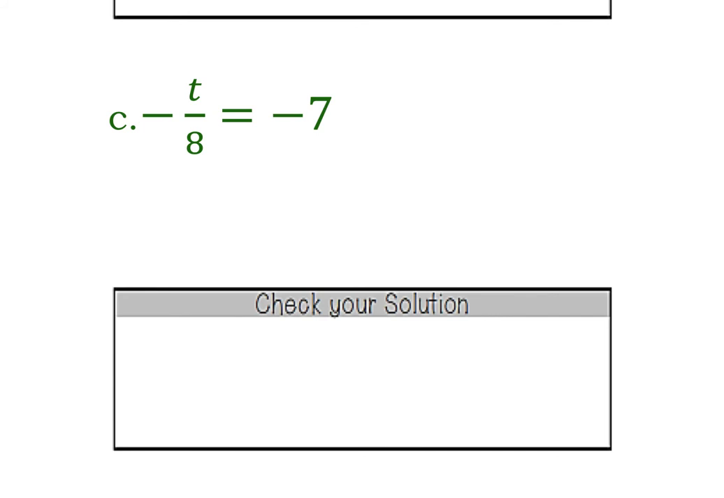I'm going to put negative t over 8. All I did was move the negative with the number on top. That's all I did. Okay? Equals negative 7. Now this is negative t divided by 8. What's the opposite of dividing? Multiplying. So we're going to multiply both sides by 8. These 8s are going to cancel out. They're no longer there. Okay? We have a negative t left.